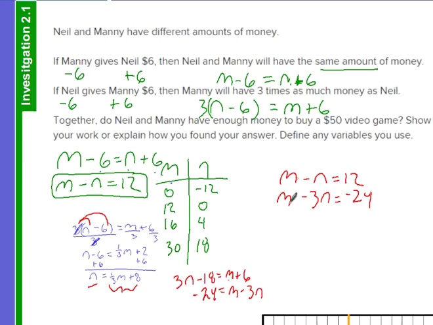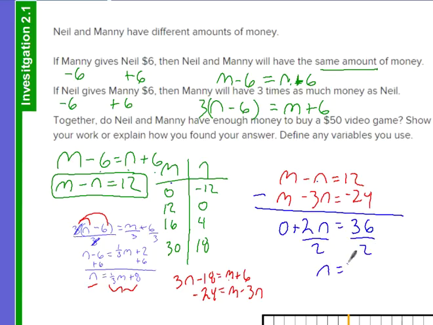What's the opposite of m? Negative m, but this isn't negative. So what I'm going to actually do is I'm just going to subtract these equations. M minus m is 0. Negative n minus negative 3n is going to be, well, subtracting a negative is the same as adding a positive. So negative 1 plus 3n is positive 2n. 12 minus negative 24 is going to be positive 36. So divide by 2, and I get n is equal to 18.